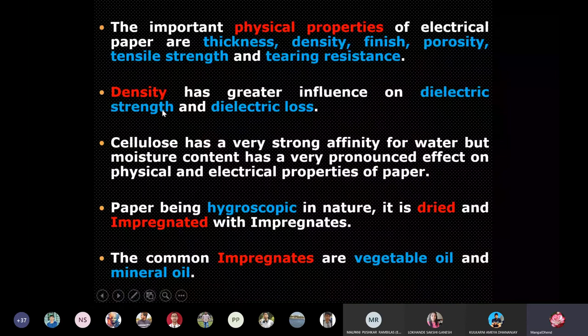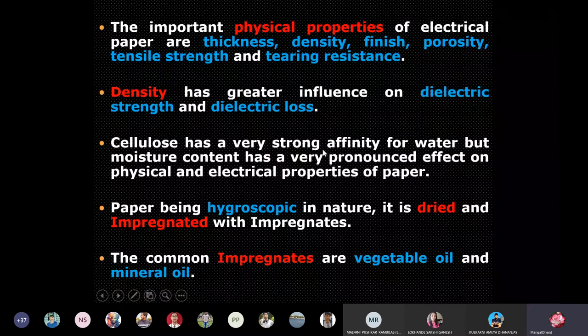Density has a greater influence on dielectric strength. I told you how; when we learn breakdown voltage, you will come to know. And dielectric loss also. How is the dielectric loss related to the density? Because when the current changes, resistance changes. Loss means power loss, I square R loss. So when resistance changes, I square R loss will change.